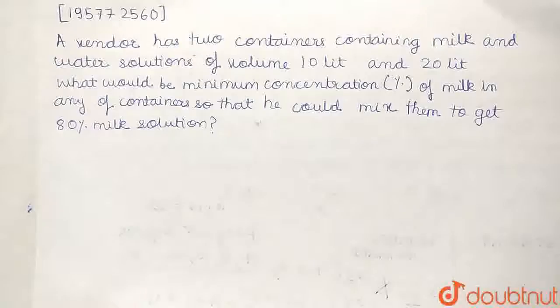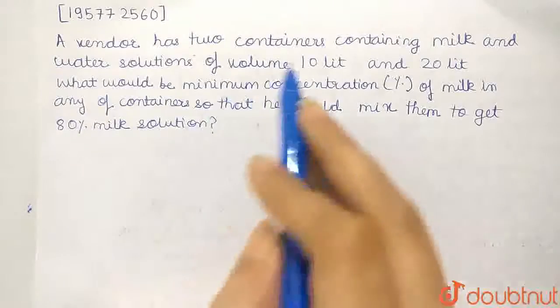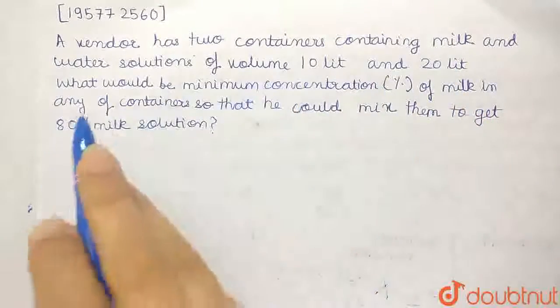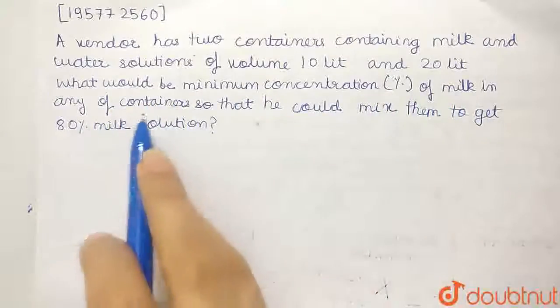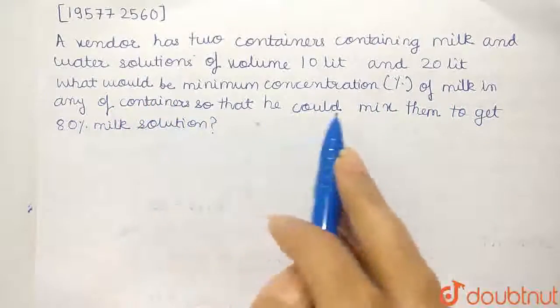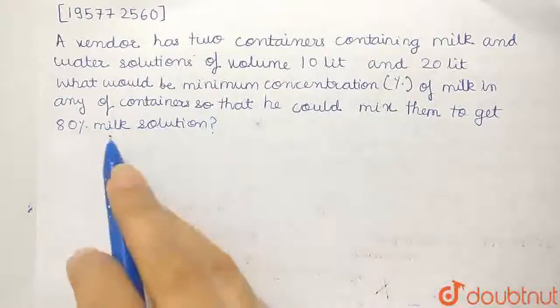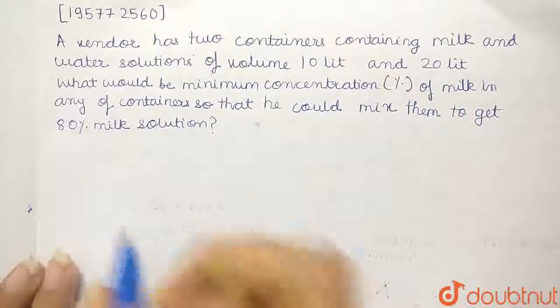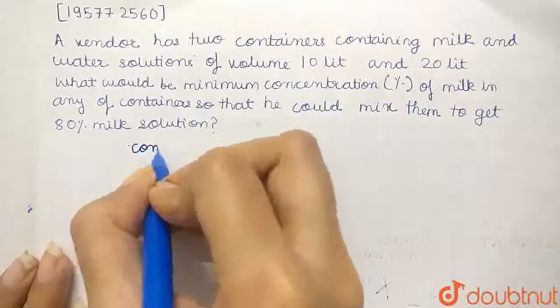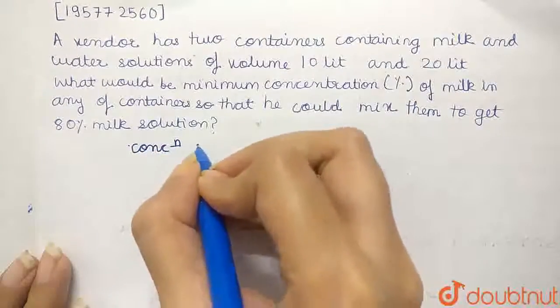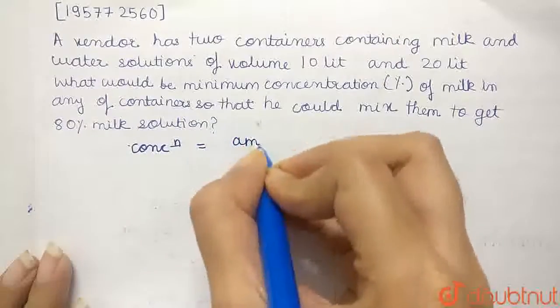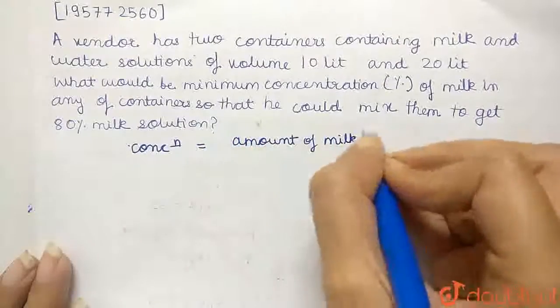A vendor has 2 containers of milk and water solution of volume 10 liter and 20 liter respectively. What would be the minimum concentration of milk in any of the containers so that he could mix them to get 80% milk solution?